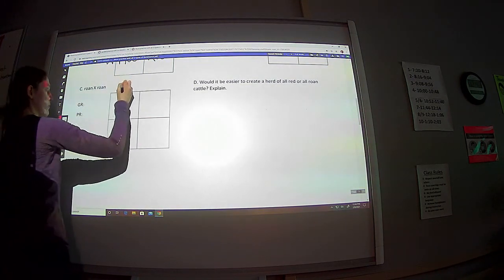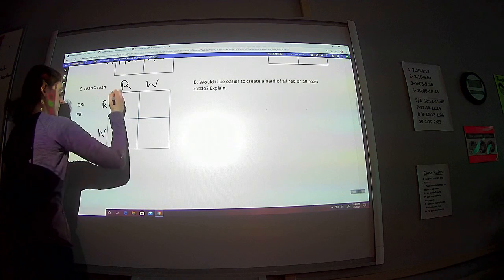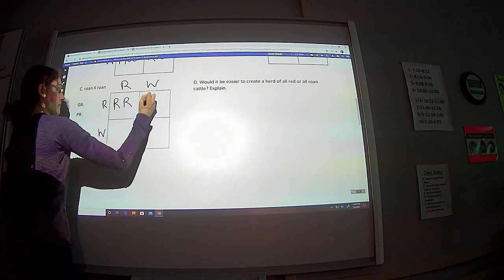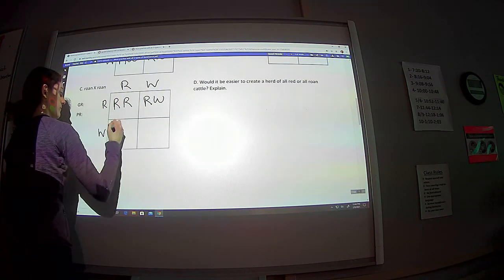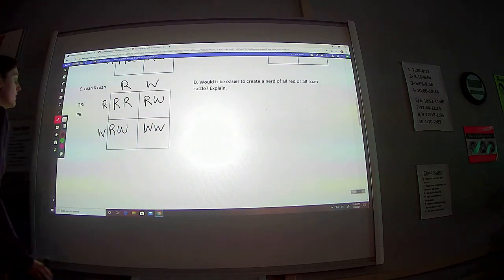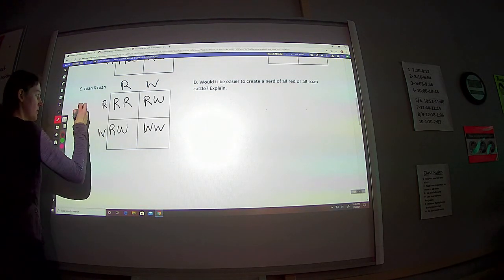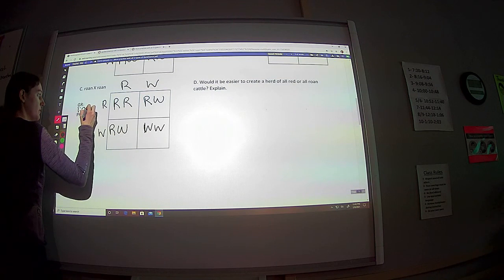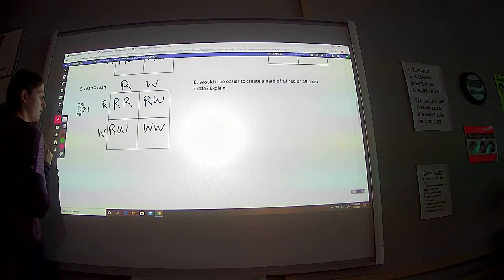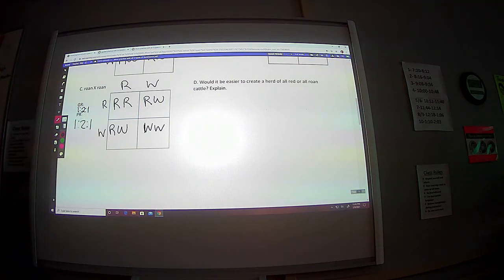Roan with roan. So I have 1, 2 R's, I have 2 that are RW, 1 that's going to be WW. My phenotypic ratio would be the same. Would it be easier to create a herd of all red or all roan cattle? Explain.